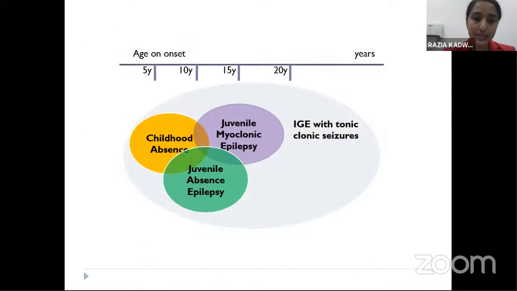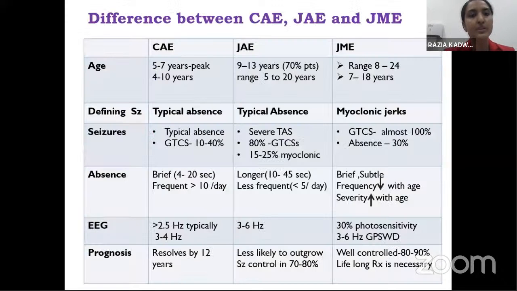But there is a lot of overlap between juvenile myoclonic epilepsy, childhood absence, and juvenile absence epilepsy based on clinical features as well as age of onset. But there are certain features which will help you differentiate between these three. For example, in childhood absence epilepsy, usually the peak age of presentation is between 5 to 7 years of age, and juvenile myoclonic epilepsy is seen in a slightly older age group. Childhood absence usually will resolve by 12 years of age, but in juvenile myoclonic epilepsy, even if you achieve good seizure control, you may need lifelong treatment in these patients.